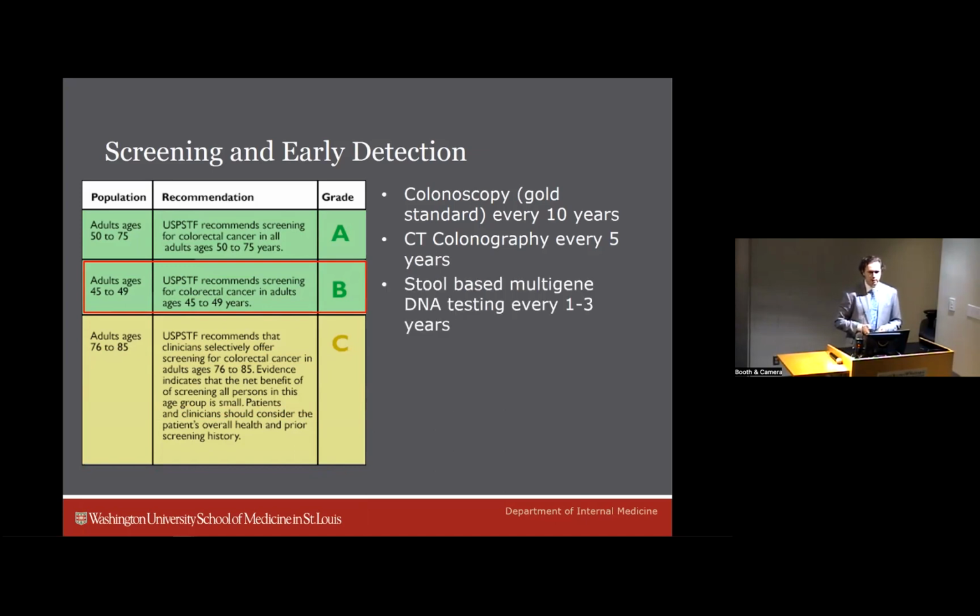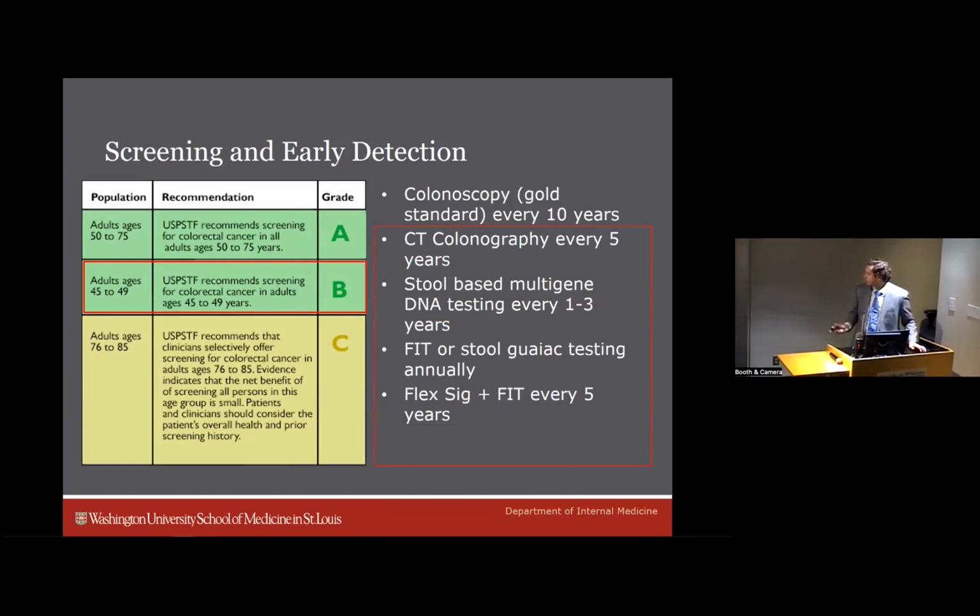Stool-based DNA testing in the United States, that's branded as Cologuard, every 1 to 3 years. And then FIT testing or stool guaiac testing every year. And then lastly, FlexSig with FIT testing is still included in the guidelines. I'm not going to talk as much about that. And so if we compare, these are all things, as we know, that if they're ever abnormal, you can't pass go, you have to go straight to colonoscopy.